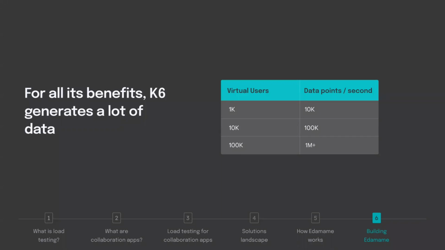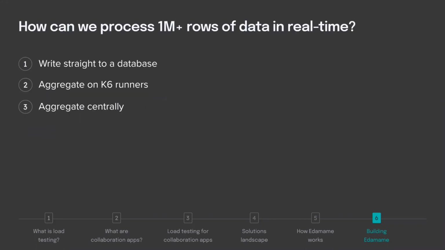The amount of data generated is going to depend on the size of the test and on the types of metrics that you want to collect. With 100K virtual users, you can get up to or even greater than 1 million data points per second. So there are 3 ways that we explored in order to actually process these 1 million plus data points in real time. And I'm going to go through all 3 of them.